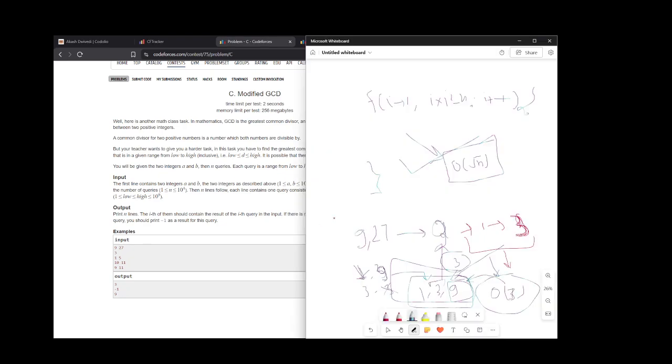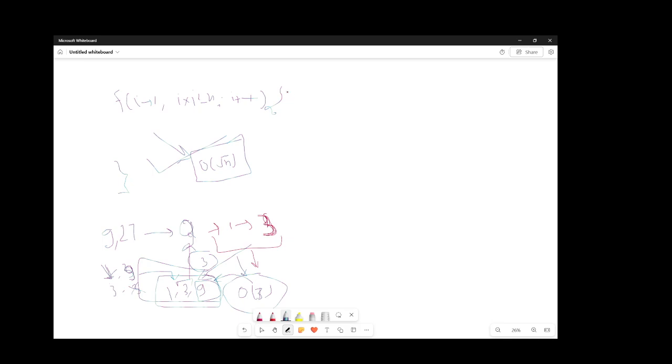Right. So the idea that we can derive from here is that if G is the GCD of the numbers, then all the possible divisors that we require can be calculated by iterating up to the root of G. Right. We have proved it here.